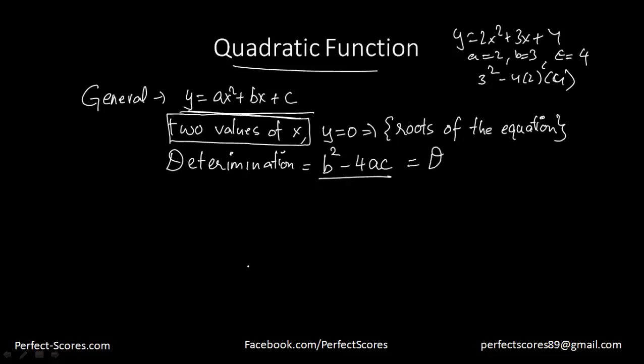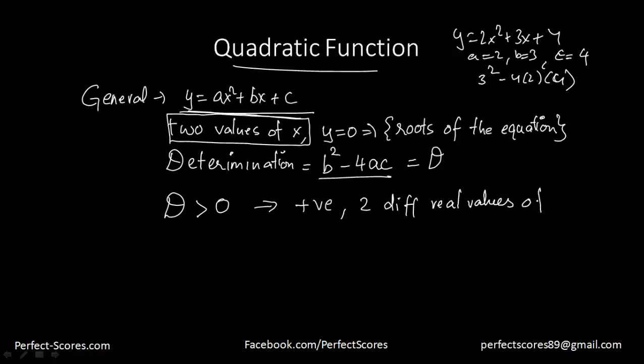Let's call it d. Now d over here is greater than 0. If d is greater than 0, that means there would be two different real values of x when y is equal to 0. So when this determinant is greater than 0, there are two different values of x when y is 0. That means the graph of the equation is going to cut the x-axis at two different points.